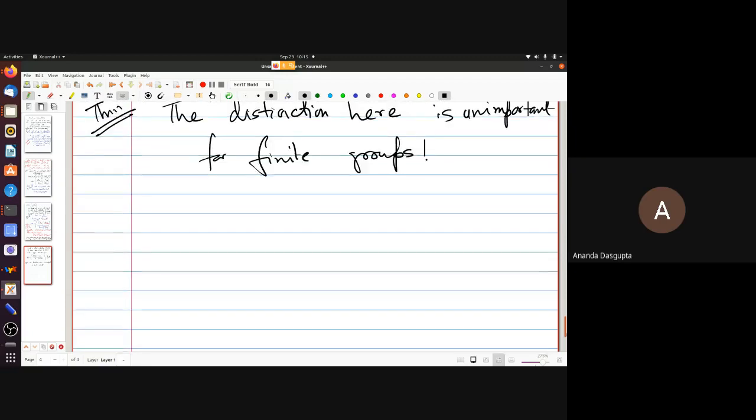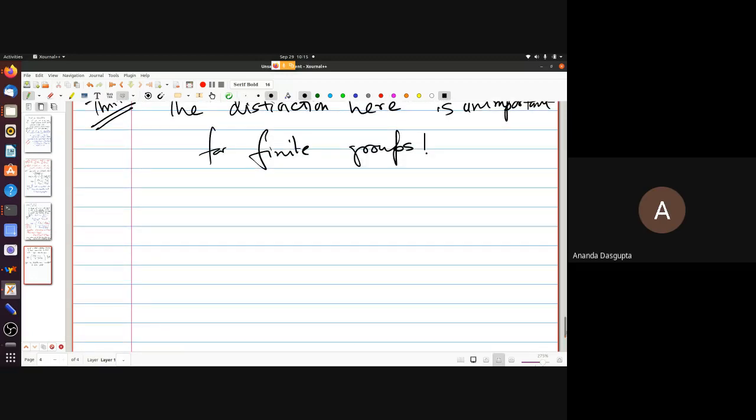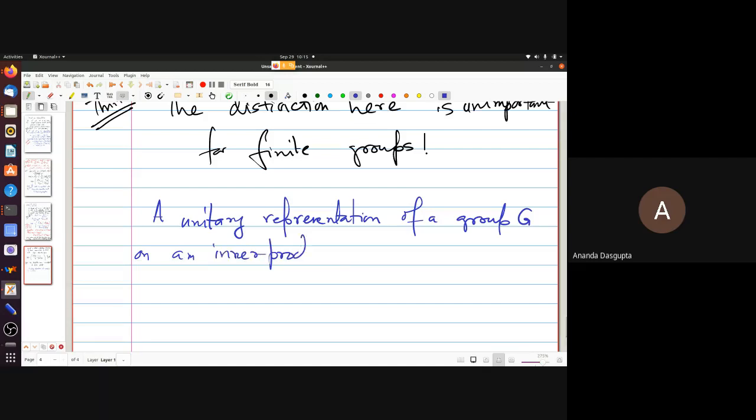So let's now stick to this. Why is the distinction here unimportant? Because you have the real theorem. This really was not the theorem. This was a crazy way of saying that. The real theorem is a unitary representation of a group G on, of course, if it's a unitary representation, has to be on an inner product space, right? Without an inner product, you can't even define unitarity.